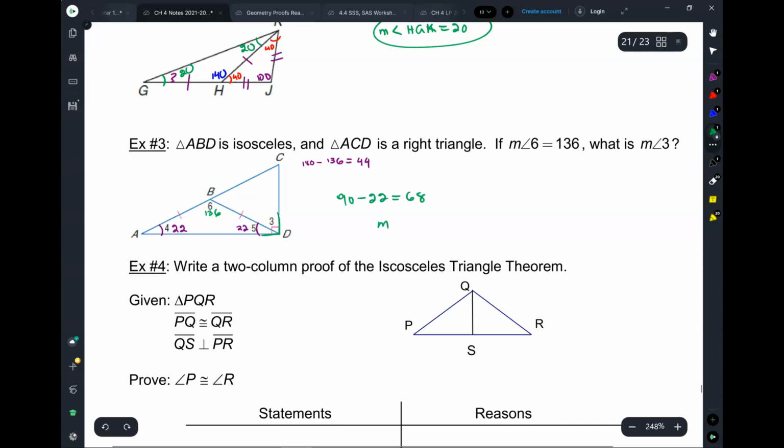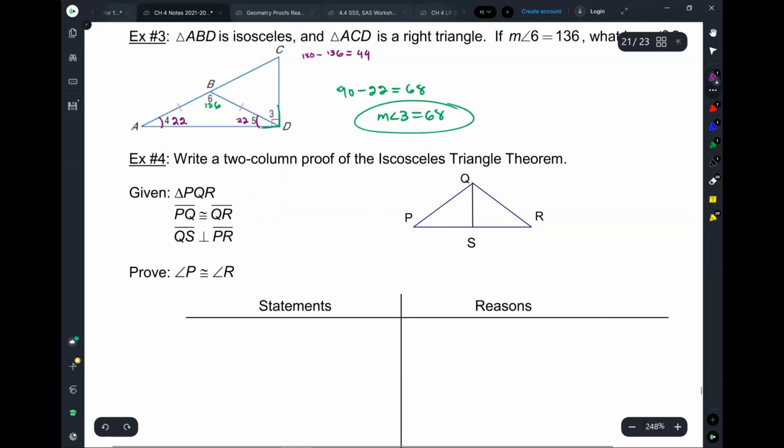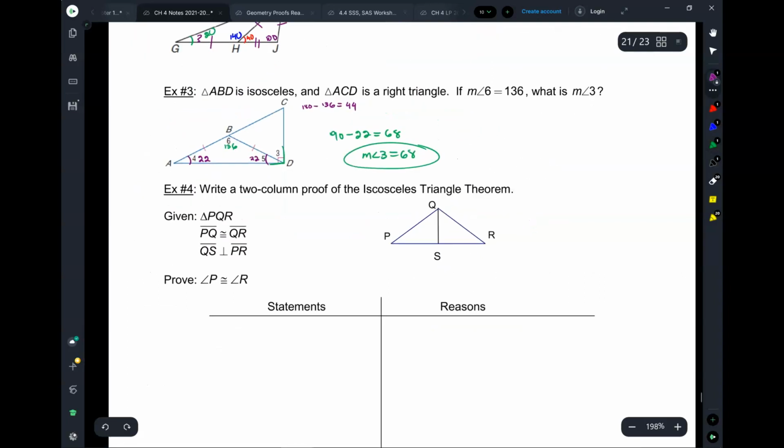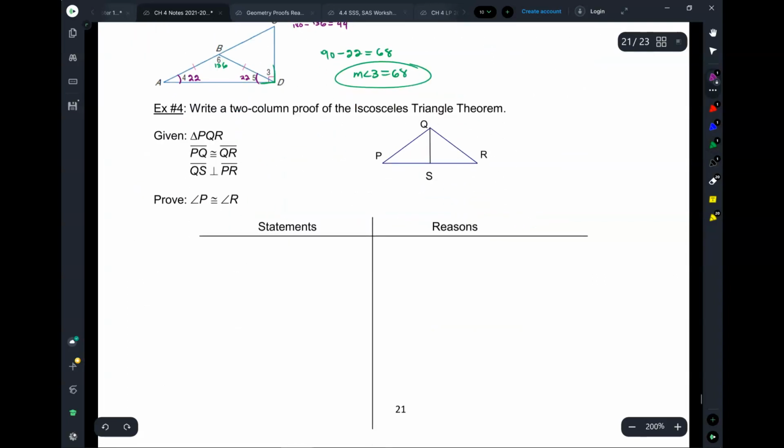68. So measure of angle 3 is 68. Okay? All right. Next one. All right, so let's take a look at this proof. We have two proofs and then we have a couple more to do.